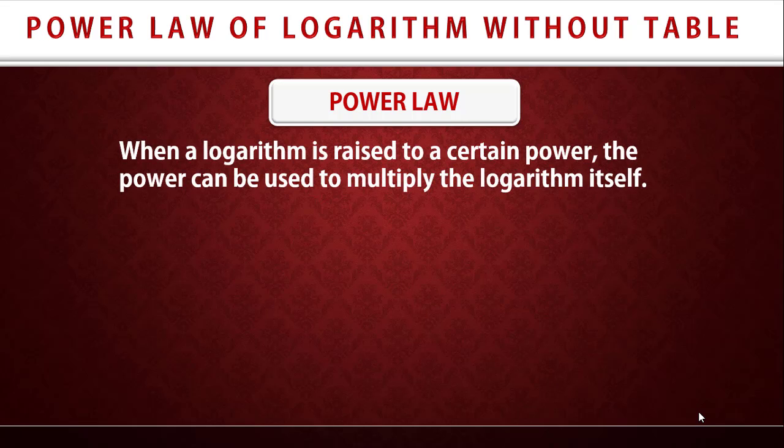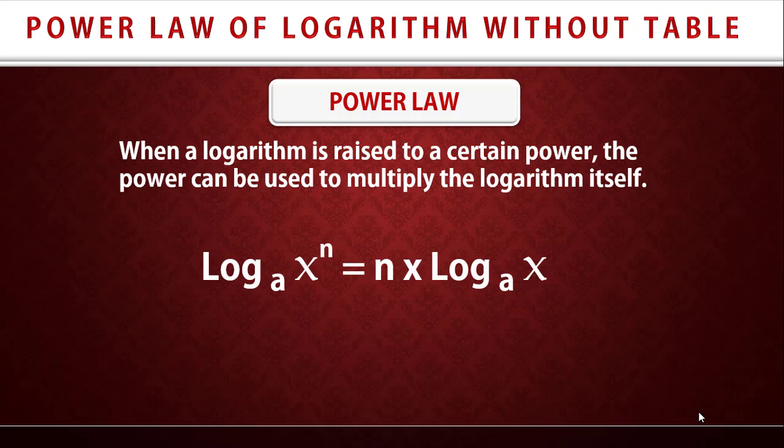It states that when a logarithm is raised to a certain power, the power can be used to multiply the logarithm itself. Mathematically, we can represent this as log x raised to power n in base a equals n times log x in base a. So what does all this mean? Look at this: x is the number we are looking for the log of, n is the power, and a is the base.